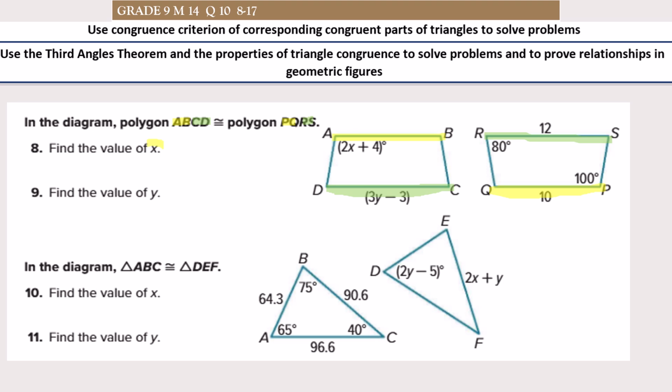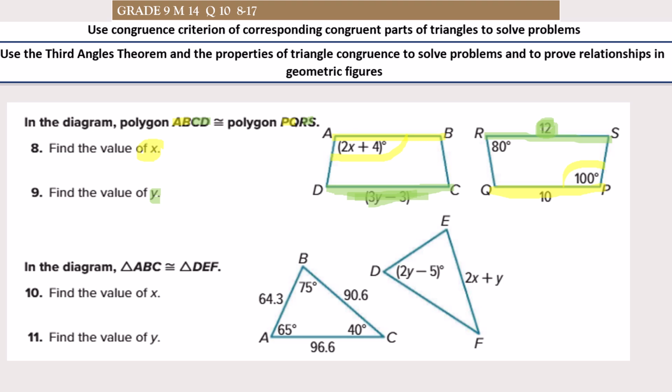So if they ask you to find the value of x, we know that angle A will be equal to angle P. And then you would use this understanding to work out the value of x. Similarly, if you want to know the value of y, it is CD. So we know that CD is equal to 3y minus 3, and that will be equal to 12. So 3y minus 3 is equal to 12, and then you would be able to solve for y.